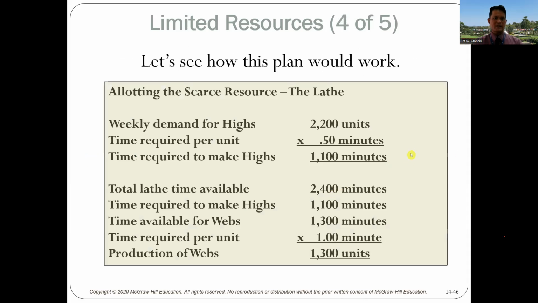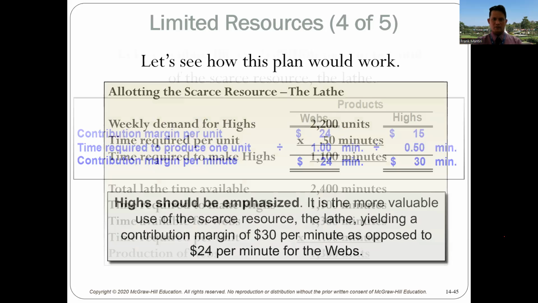Okay, so in this example, let's see how this plan would work. You see the scarce resource is the lathe. The weekly demand for highs is 2,200 units. It's given in the previous slide, right? Weekly demand of 2,200, you see here.